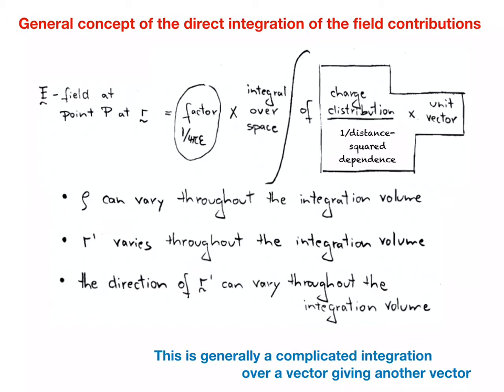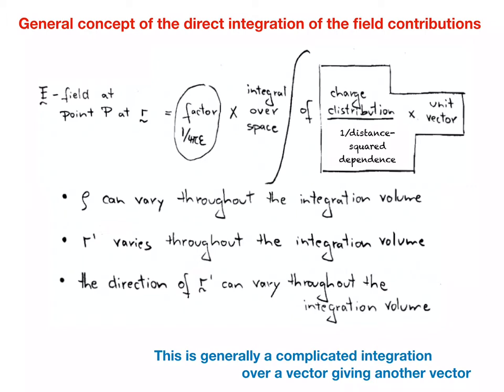The charge density ρ can vary throughout the integration volume. R' that identifies the location of the contributing charge also varies throughout the integration volume. Finally, the direction of R' varies throughout the integration volume. It is clear that this is generally a very complicated integration, since it occurs over a vector and it produces another vector, namely the electric field vector at the point P.